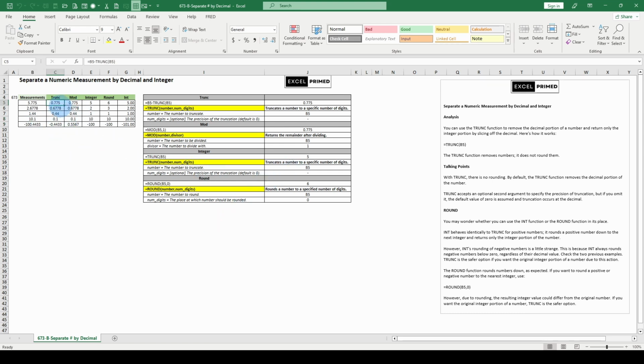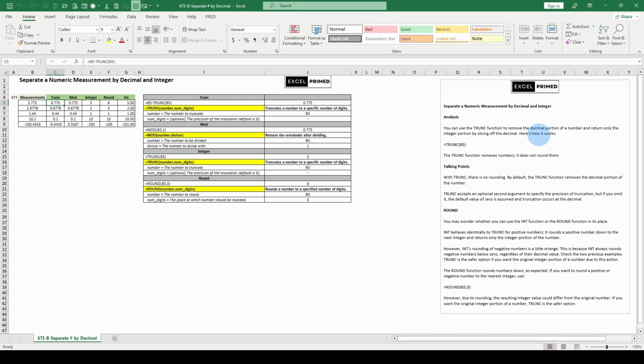Truncates the number. So here's how it works. B5 minus trunc B5. What are you saying? Look at the trunc. It says number of 9.5.775. What's B5 minus 5.775? Ask yourself, what does the trunc function do? You can use the trunc function to remove the decimal portion of a number and return only the integer portion by slicing off the decimals.